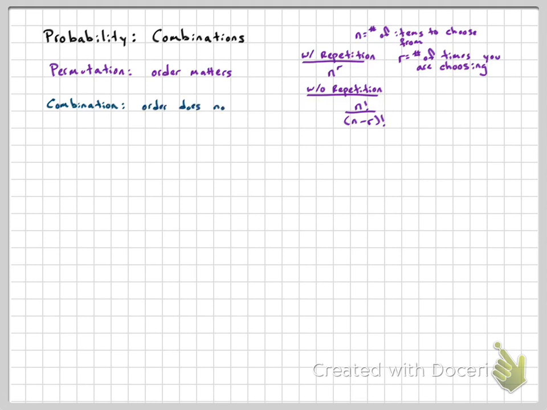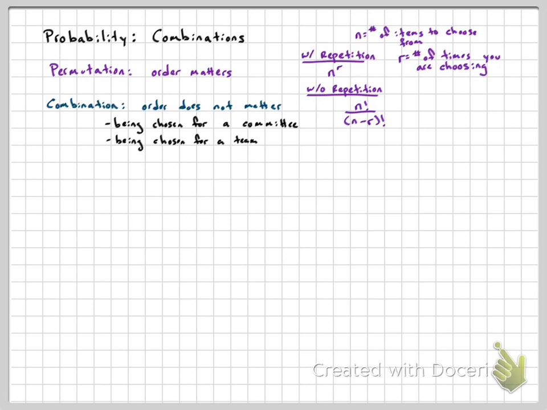Combination, order does not matter. So let's think about some things where order wouldn't matter. For example, if you are being chosen for a committee, right? So there's no specific roles within the committee. Everybody on the committee is kind of performing the same tasks. It doesn't matter if you get picked first for the committee or if you get picked fifth, you're still on the committee. So that's an example where order doesn't matter.